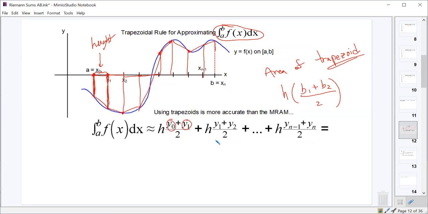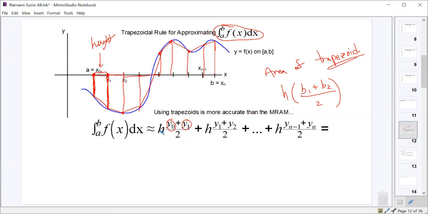And then to do the next one, we would need to find this base and divide by 2 and multiply by the height. And so on and so on and so on until we've done all of the trapezoids. Everybody agree with that? Yes. Cool. So that's where this formula comes from.